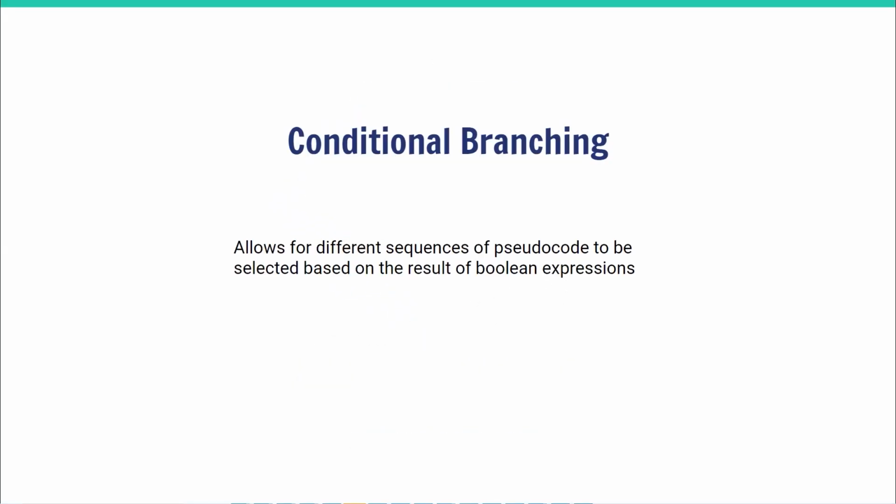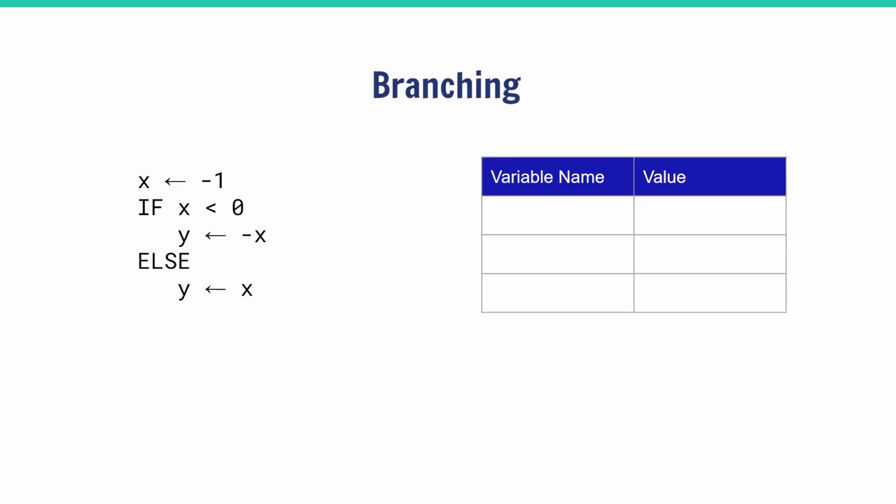Let's talk about conditional branching. Conditional branching allows for different sequences of pseudocode to be selected and run based on the result of Boolean expressions. Let's take a look at this pseudocode here.